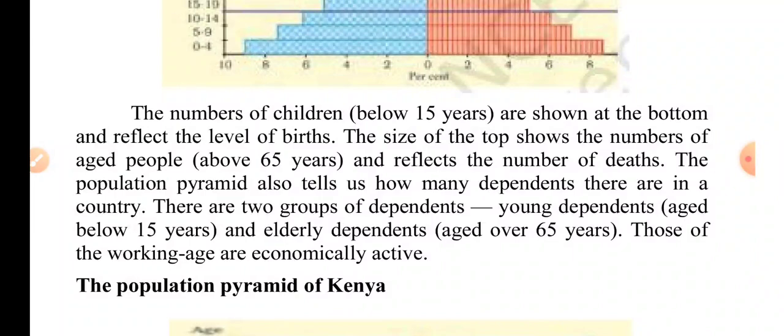The population pyramid also tells us how many dependents there are in a country. There are two groups of dependents: young dependents aged below 15 years and elderly dependents aged above 65 years. Those of working age are economically active.